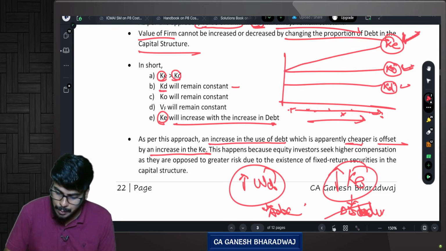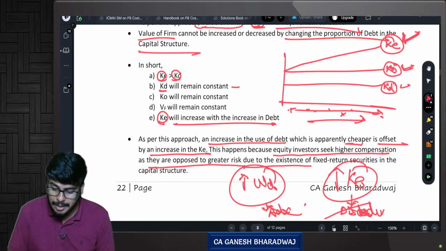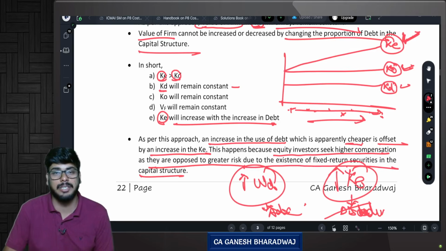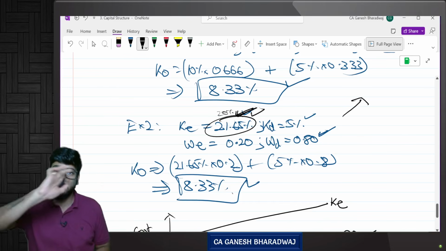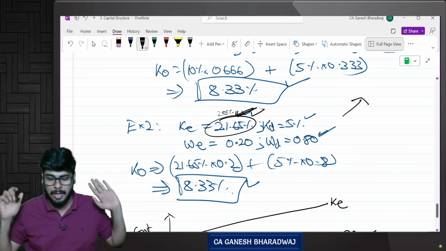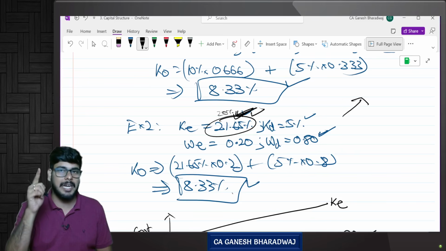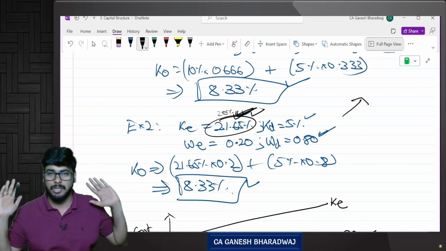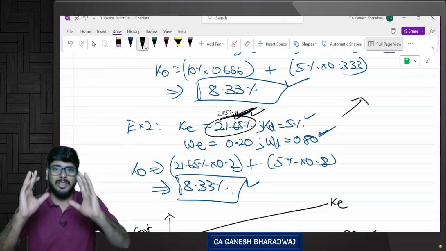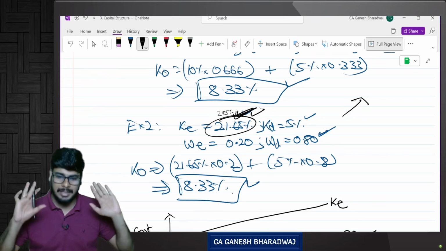This happens because the equity investors seek higher compensation as they are exposed to greater risk due to the existence of fixed return securities in the capital structure. Fixed return security is nothing but debt. So the more the debt, the more the risk. More the risk, they expect more return. That I accept. The logic for the increase in KE I accept, but will the KE exactly increase from 10% to 21.65%? That is a very debatable thing. That's why we read it under capital structure theories. We are just saying what a particular person's perspective is on the capital structure. So just look at it from a third party perspective. Someone else is giving you one perspective. We are just looking at it as simple as that. Are you clear with this?